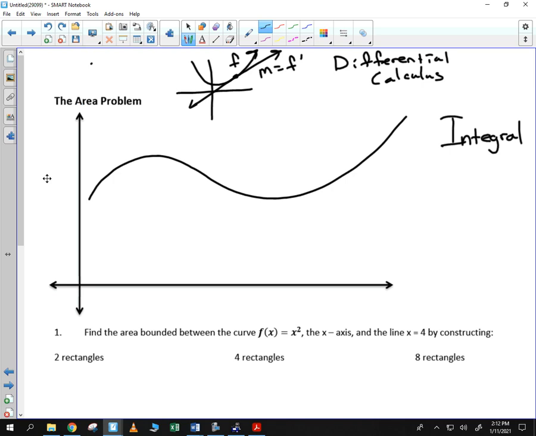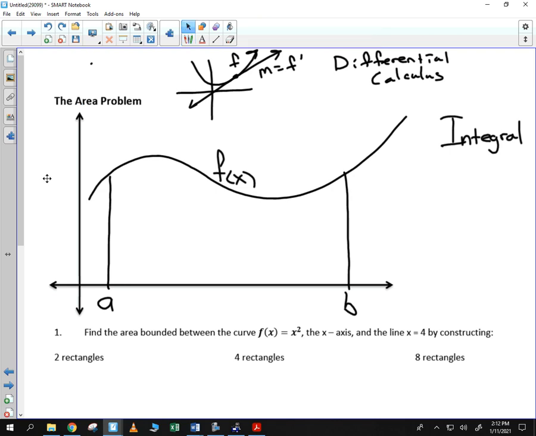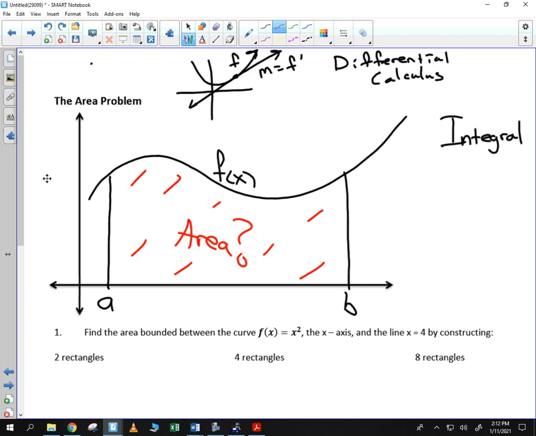And this is the basic question that comes up in integral calculus. Suppose that this is a function, and suppose that we're going to bound that function by some value a and some value b, and the x-axis. The question is, what is the area that's formed in this region here? What's that area? That's the big question that we have. It's not difficult to talk about. It's not difficult to say what the problem is, but determining that exact area, and I don't mean an estimation, I mean exact.